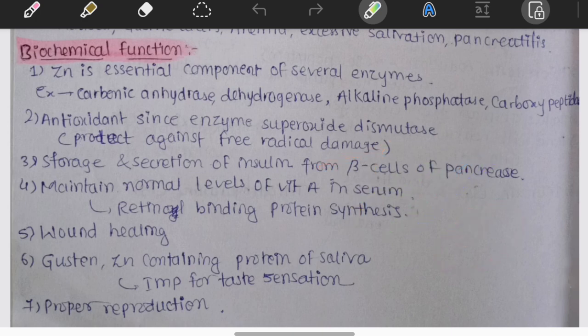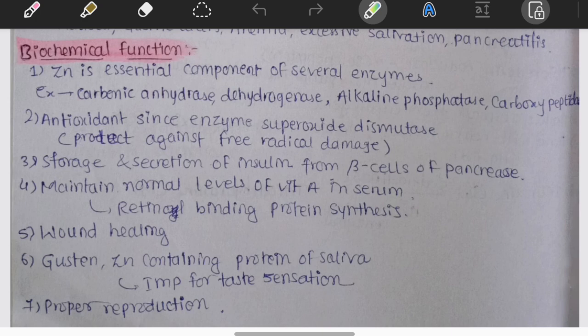Do you remember the patient who said food has no taste? Now you know why. Zinc is required for the production of gustin, the zinc-containing salivary protein. Gustin maintains the normal structure and function of taste buds. Without zinc, taste sensation becomes impaired.